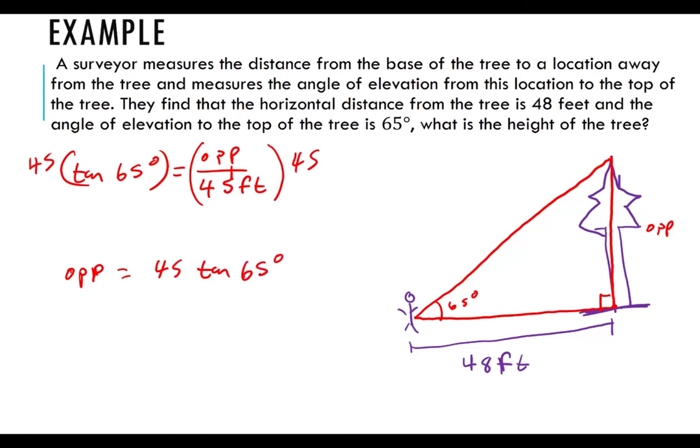Then I get that the opposite side, or the height of the tree, is equal to 45 times tangent of 65 degrees. I didn't write down where to round to, so let's round to 2 decimal places. That is 96.50 feet. If we needed to round slightly differently, we could deal with that, but I claim this is about how tall that tree should be.